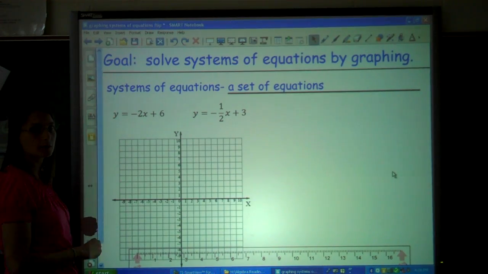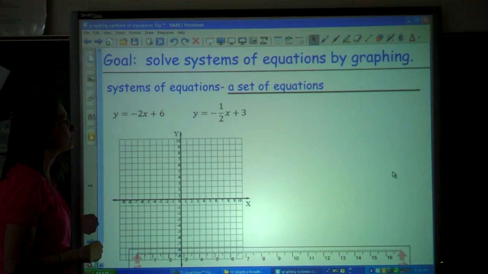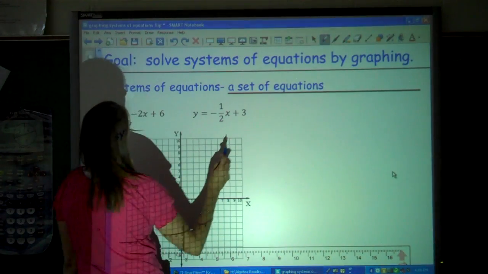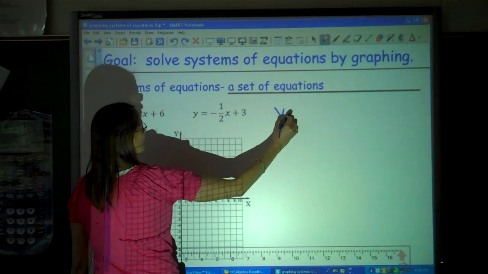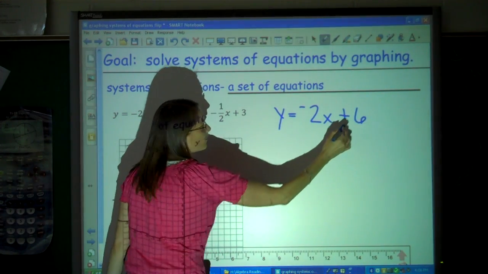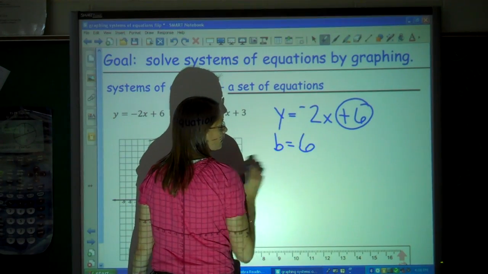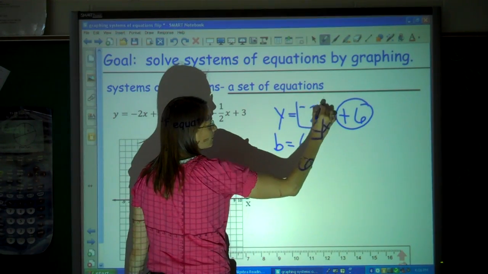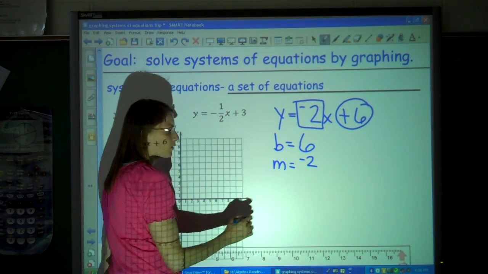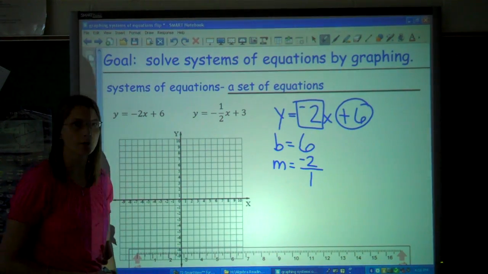Now your paper is a little bit different than mine. You have one here and one here. I have taken them and separated them so that you can see them for today. So I'm going to start with my first equation and rewrite it over here so I can see it, which is y equals negative 2x plus 6. Remember, this is the y-intercept, which is the b, and this is the slope, m. Slope is negative 2, and we write it as rise over run. So I've got my rise, and I simply put it over 1 for my run.